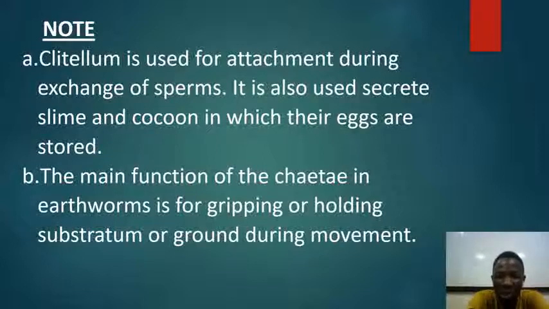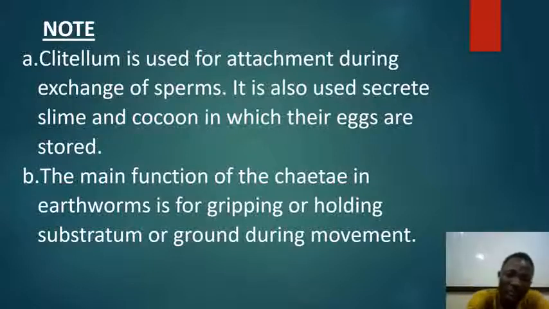Now, it is used for attachment during exchange of sperms. During copulation, where the two earthworms exchange sperms, the clitellum is used for firm attachment, so that one can hold on firmly onto the other. Also, the clitellum is used to secrete slime, and to secrete the cocoon in which their eggs are stored. After their eggs are released, they are stored in what we call a cocoon, and the clitellum helps to secrete that cocoon. So let's take note of this one.